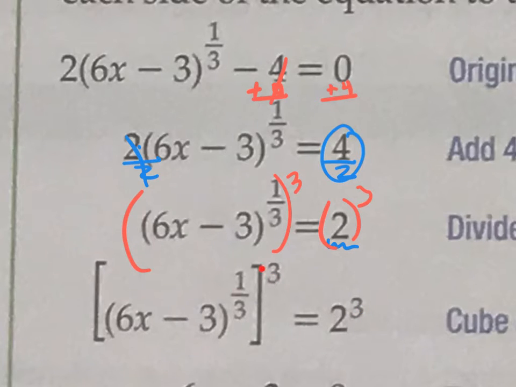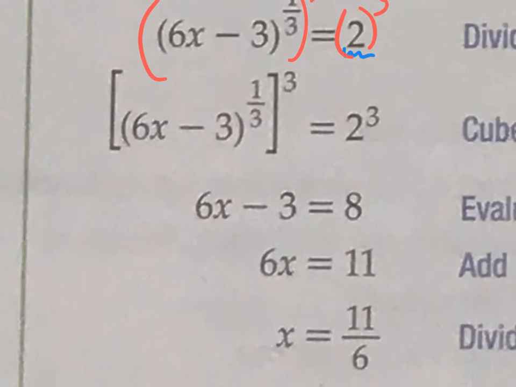And we know that when you have a power to a power, you multiply: 1/3 times 3 becomes 3/3. It cancels out. So what do we end up with? Just 6x minus 3 equals 2 to the third. We could actually do that. We get 8. So that's what they get right here. 6x minus 3 equals 8. And then they go plus 3, they get 11. Divide by 6, they get 11 divided by 6. Now this is their answer.